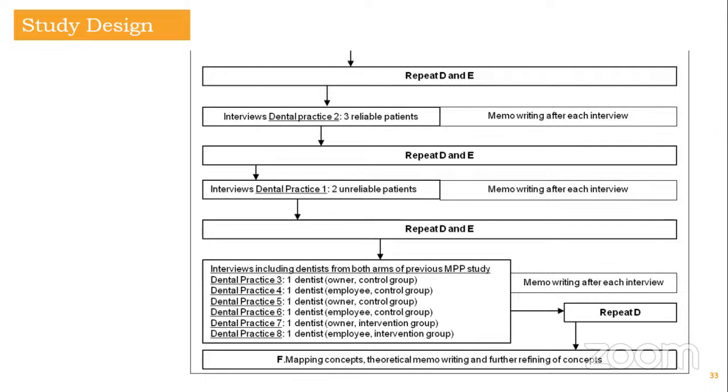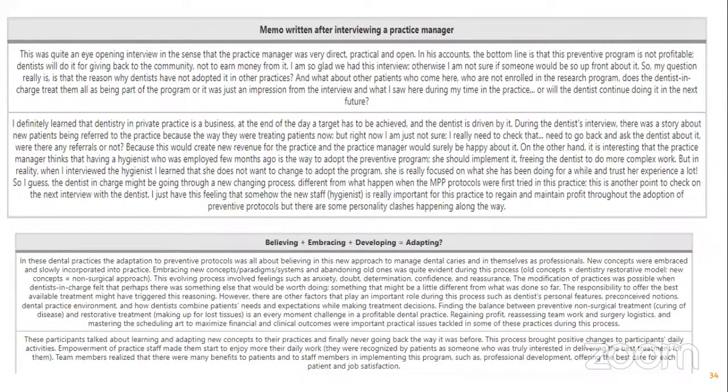when they found that theoretical sampling is done, the gaps are all filled up, then they went for mapping the concepts. Then theoretical memo writing, where they are relating the existing information with the previous literature, and further refining of the concepts for the development of the theory itself. So that's the entire process which they followed. These are some examples of the memo writing that they did from their interviews.